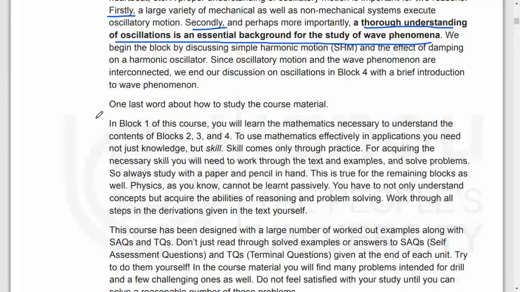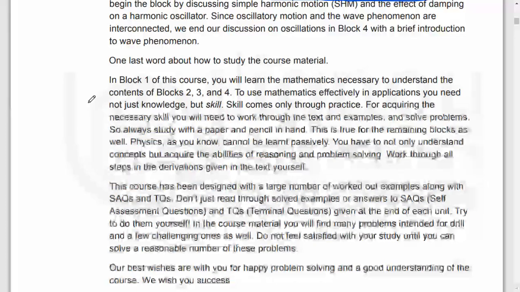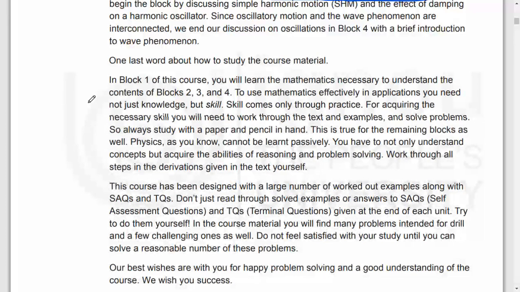One last word about how to study the course material. In Block 1 of this course, you will learn the mathematics necessary to understand the contents of Blocks 2, 3 and 4. To use mathematics effectively in applications, you need not just knowledge, but skill. Skill comes only through practice. For acquiring the necessary skill, you will need to work through the text and examples and solve problems. So always study with a paper and pencil in hand. This is true for the remaining blocks as well.